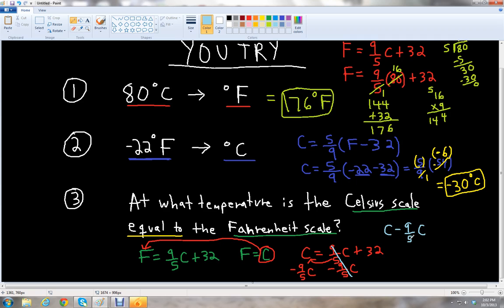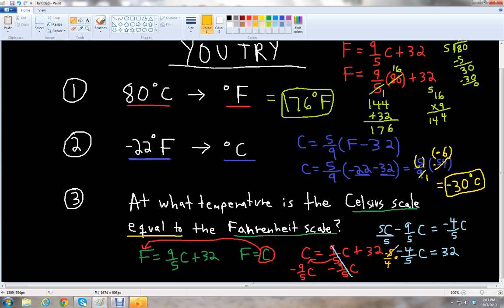And then if we get a common denominator, which is 5, we multiply the top and bottom by 5, because we know 1 is 5/5. And so 5/5 C minus 9/5 C. We subtract the numerators. So we get 5 minus 9 is negative 4, over 5, C. So that'll be negative 4/5 C equals 32. And then the next step here is to multiply both sides by the reciprocal. So we're going to get, what's that, negative 5/4.